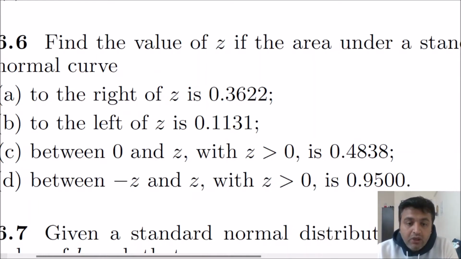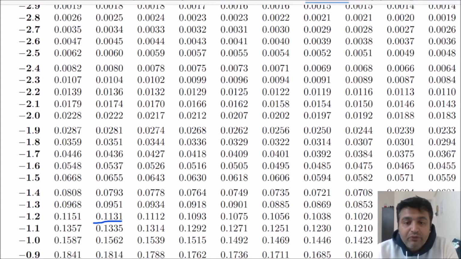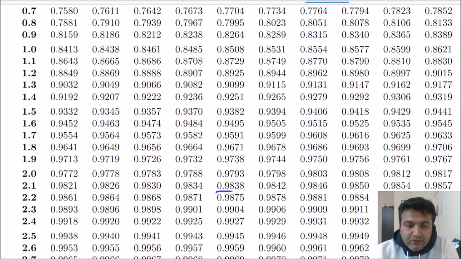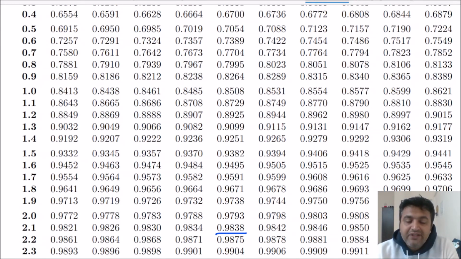which is 0.9838. Again you go to the table and look for 0.9838. If you look at the table, this is 0.9838, so it is nothing but 2.14. That's the value of z for the third part of the question.